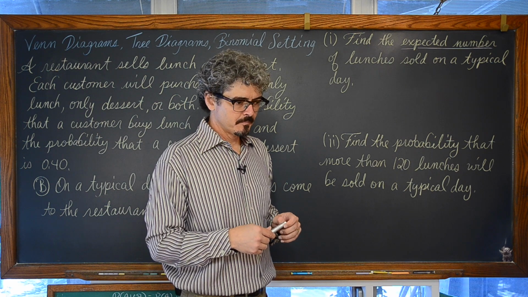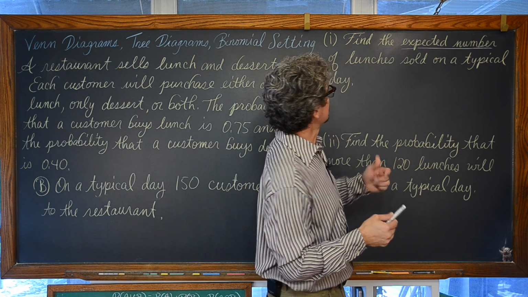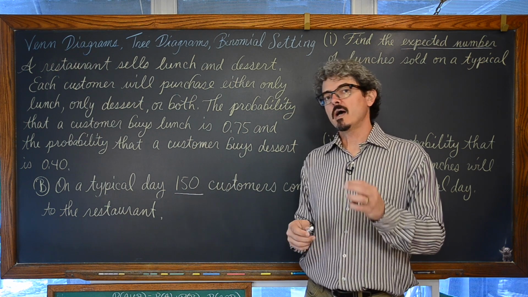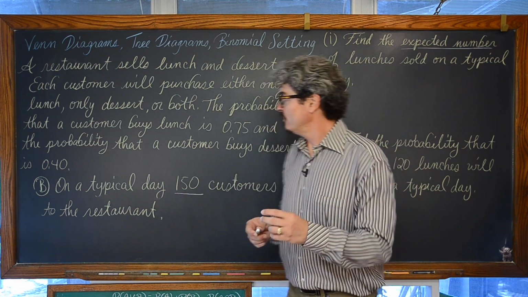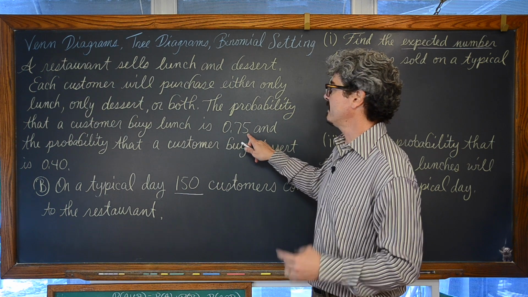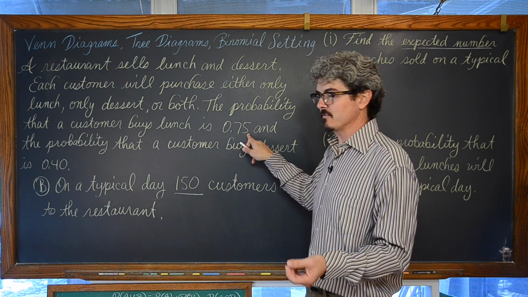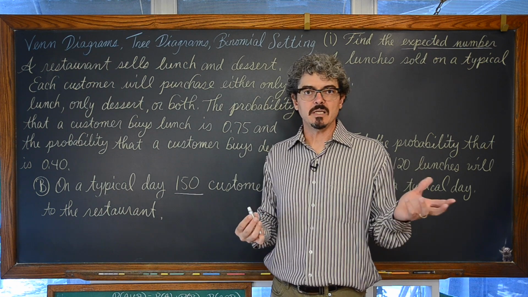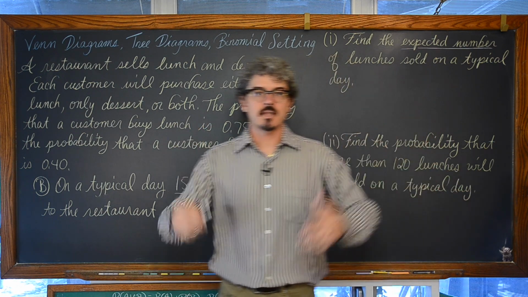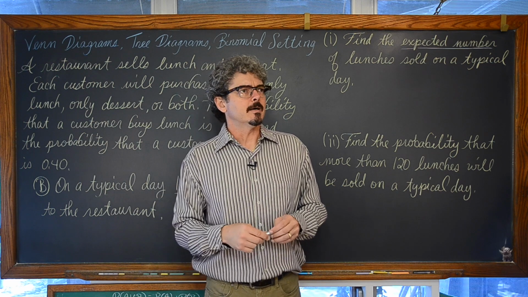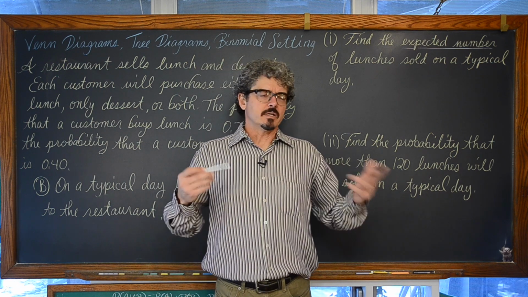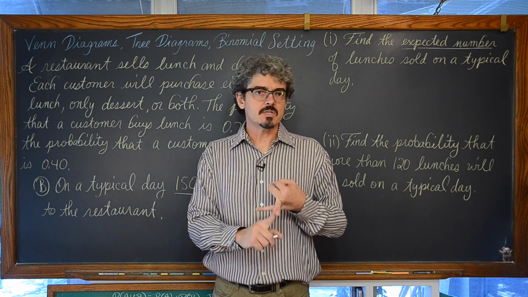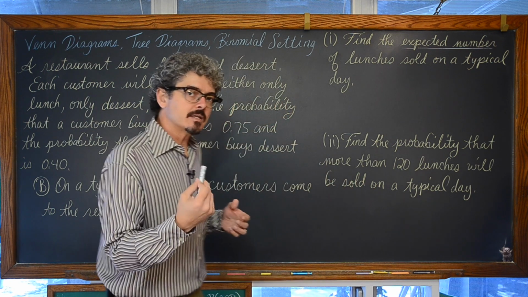Well, you have a set number of people coming in, 150, and you have a probability of that customer buying lunch. It's 0.75. Now, there's all kinds of formulas for calculating means. Just like here's 10 numbers, find the average: add them all up, divide by 10. You have a mean for discrete random variables, a mean for continuous random variables. This is a discrete random variable.